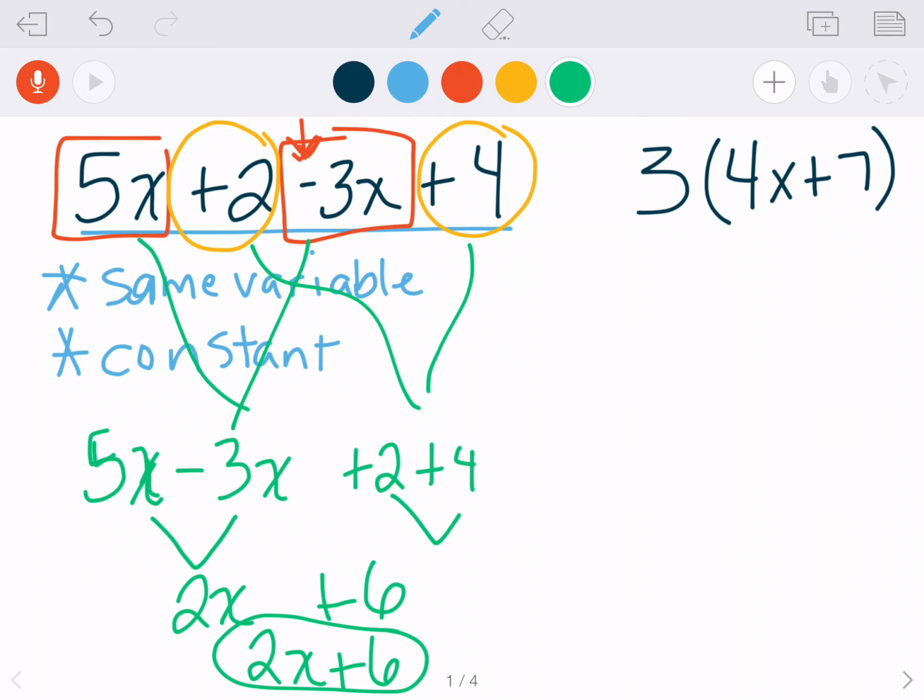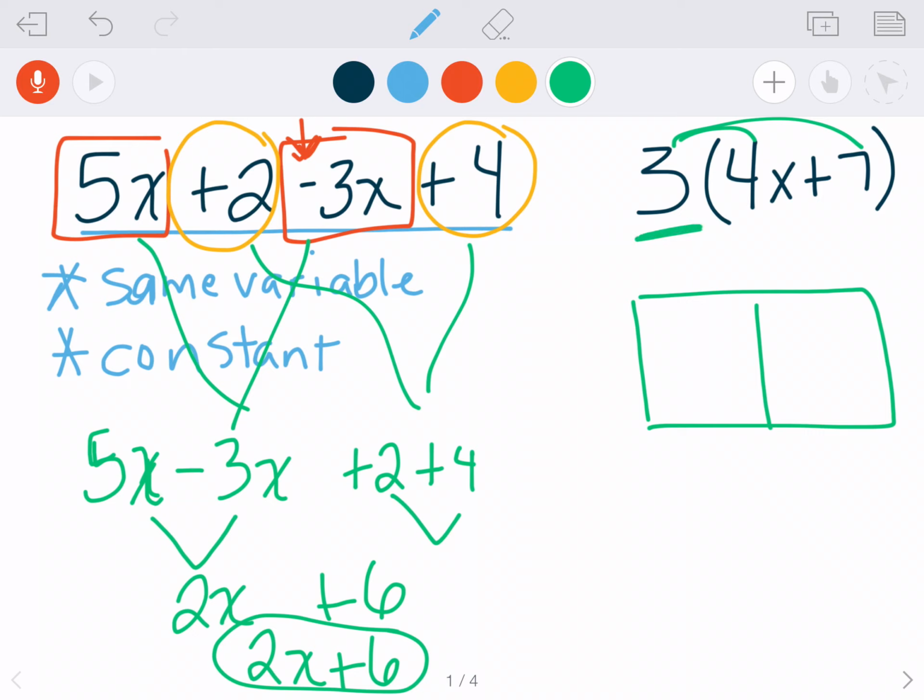Now we're going to review distributive property. Remember, distribute means to give out. So I'm going to give out this 3 to everything inside parentheses, or I'm going to multiply it to everything inside parentheses. Now we have learned this box method where we put the term outside parentheses, the coefficient, in front of the box. You separate your terms inside the box and put them up top.